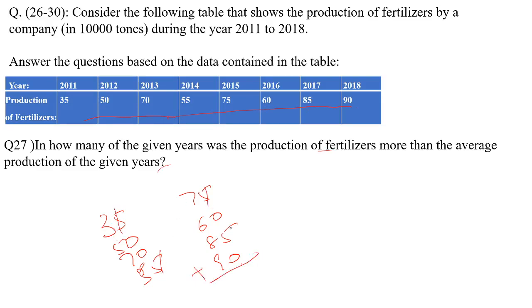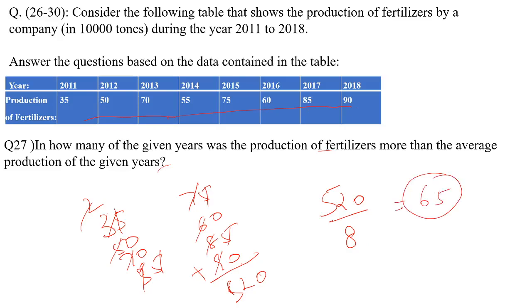5, 5, 5, 5, 20, 2 carry, 5, 10, 10 plus 7 is 17, 17 plus 5 is 22, 22 plus 7 is 29, 29 plus 6 is 35, 35 plus 8 is 43, 43 plus 9 is 52. So 520. 8 values are given, correct? All these numbers from 2011 to 2018 are 8, correct. So 520 divided by 8 gives 65.